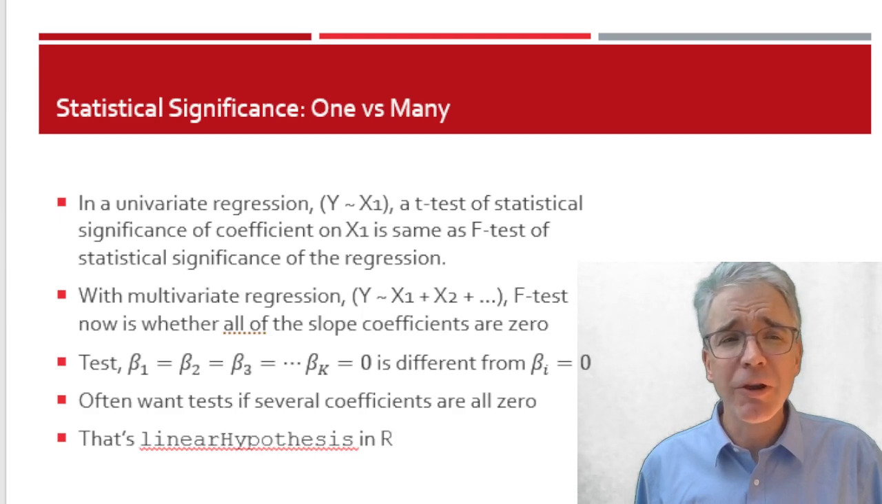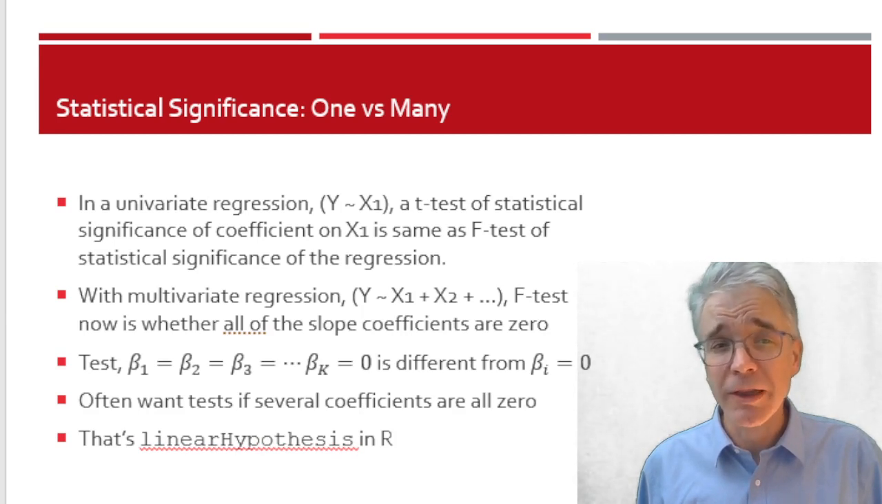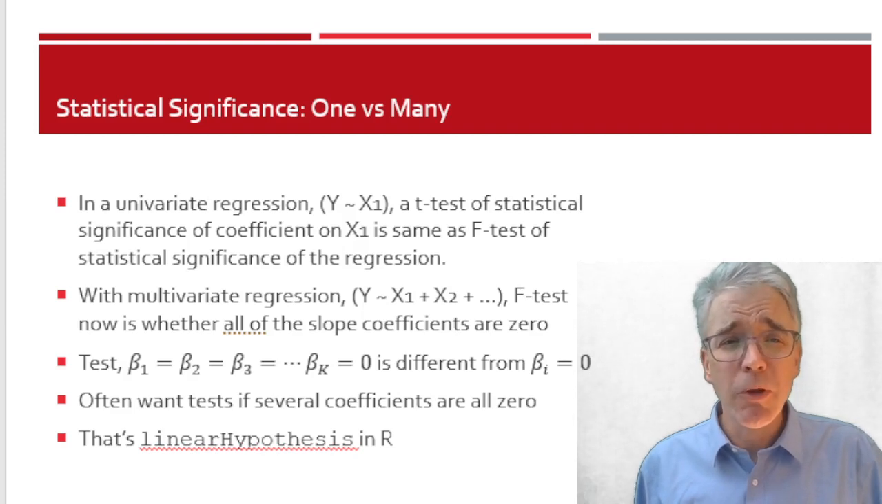In the univariate regression, the t-test on significance gives the same p-value as the f-test for whether all the x variables jointly are different from 0, because in a univariate regression, all of them is the same as one of them. There's only one. But with multivariate regression, the f-test is testing on whether all the slope coefficients are, each and every one of them, 0.